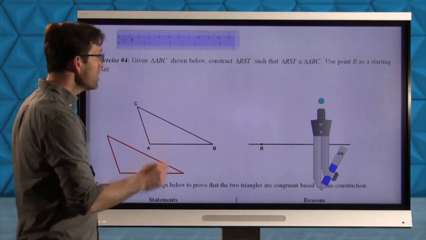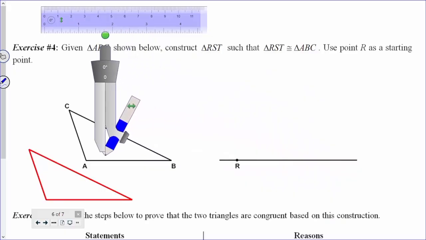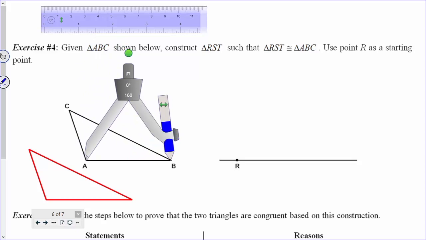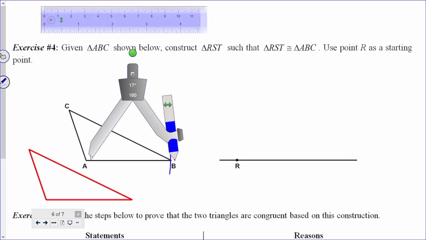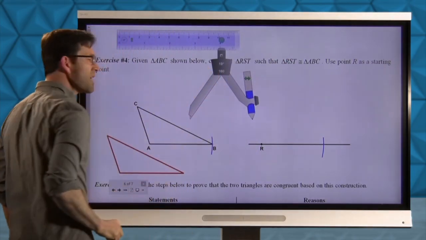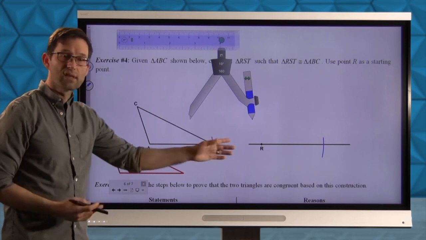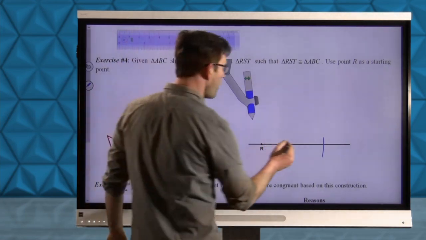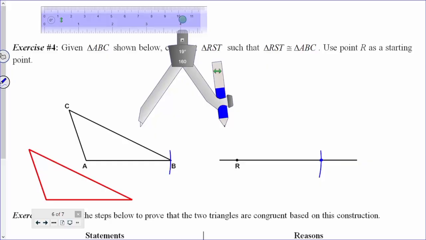Okay, so what I'm going to do is take my compass. I'm going to put the sharp point at A. I could put it at B as well, but I'm going to put it at A. And I'm going to mark off the length of AB. Now what I'll do is bring my compass over here, put the sharp point on R, and mark that length over here. Now what does that mean? What it means is I've really created a segment over here that's the same length as AB. What should I actually label this point as over here? Well, I should label it with whatever letter corresponds to B in my congruence statement, and that would be the letter S.